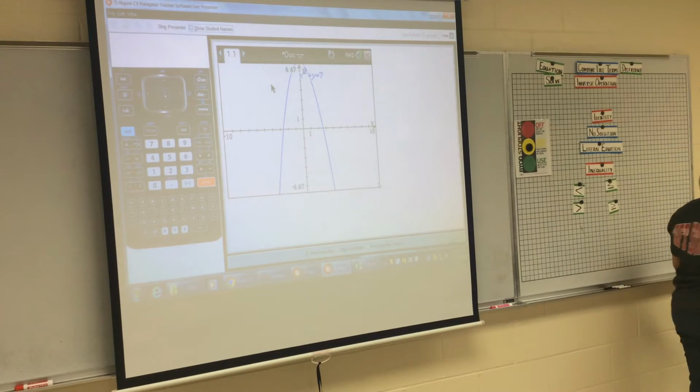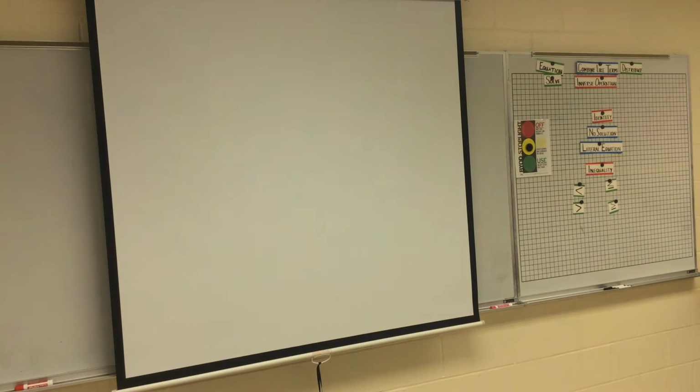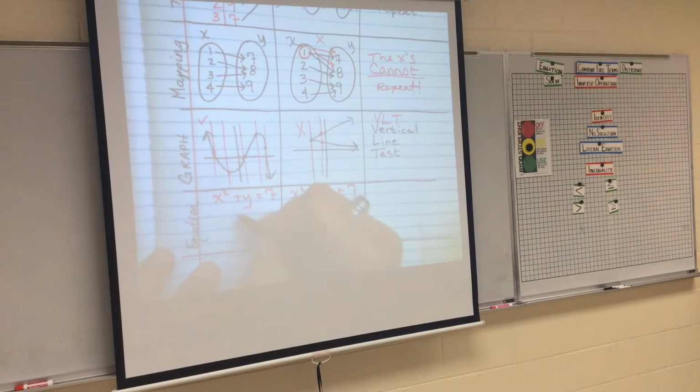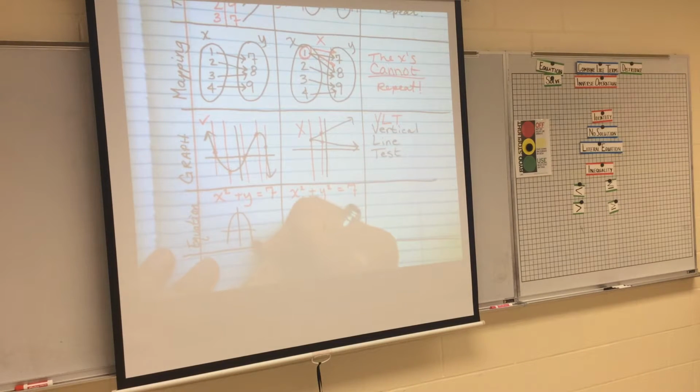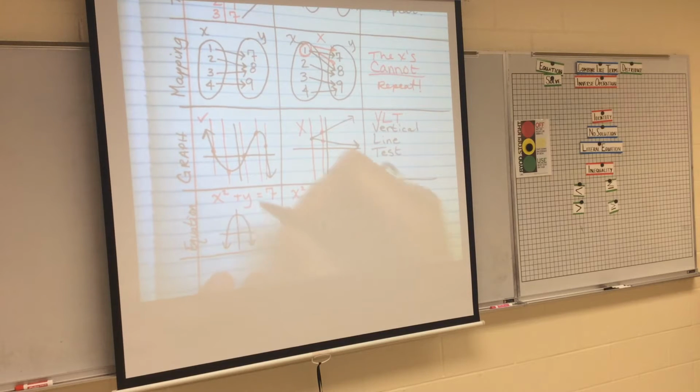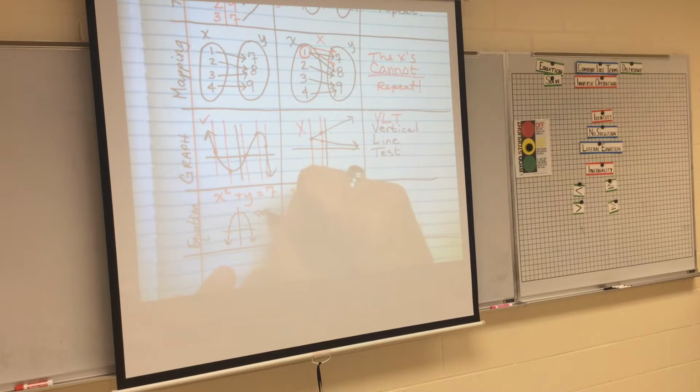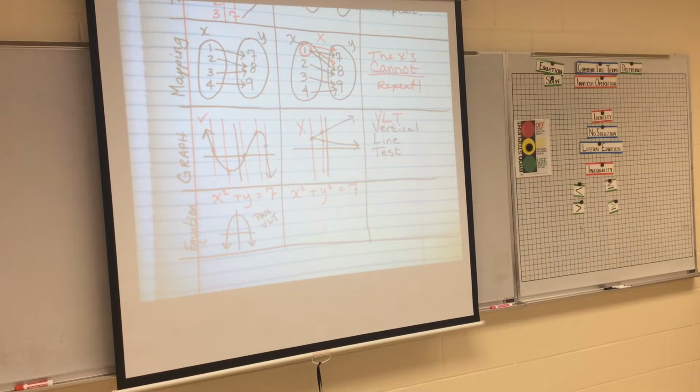Fantastic. So I'm going to go to my notes real quick. I'm going to draw a sketch. So it looks something like this, right? I'm going to write pass the vertical line test. Woohoo! All right.